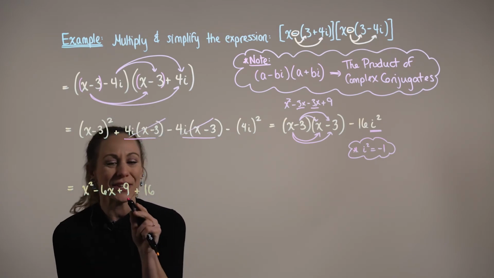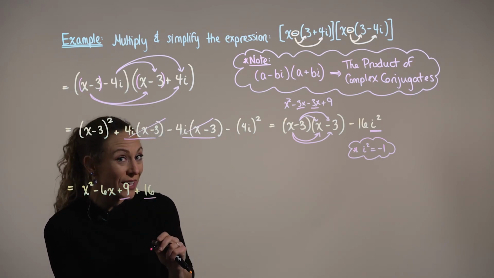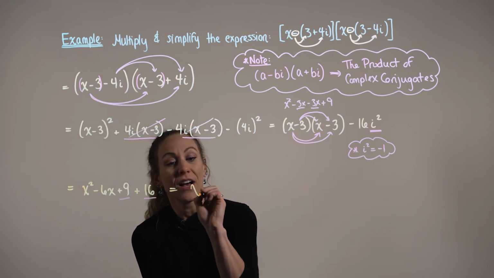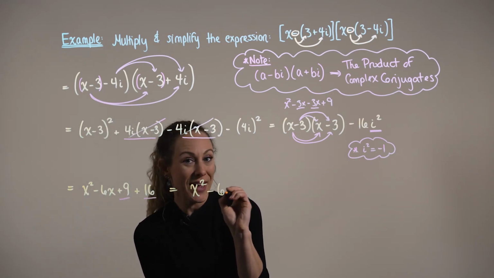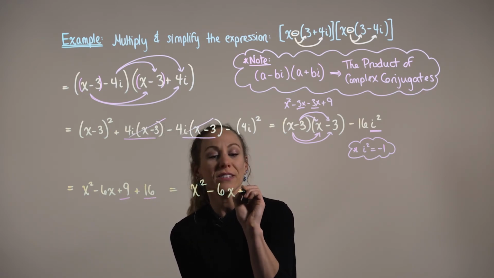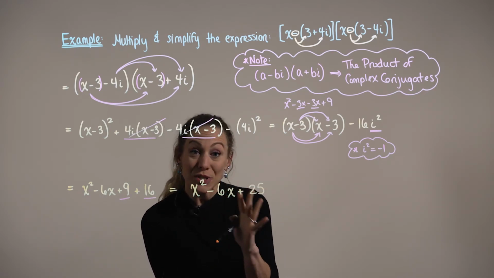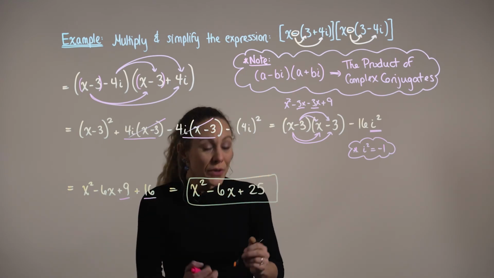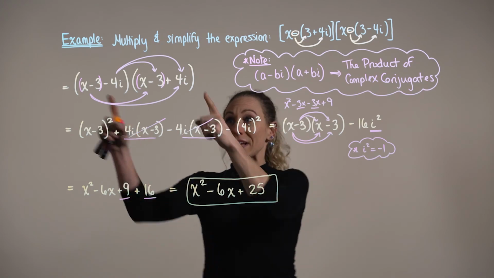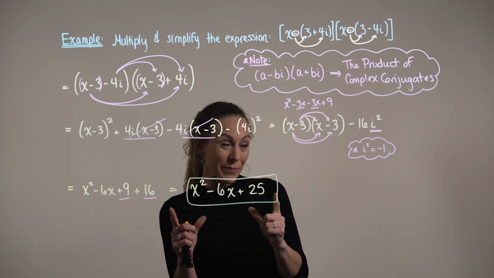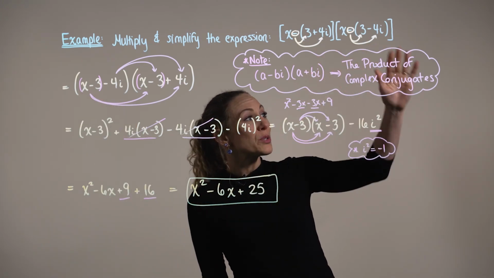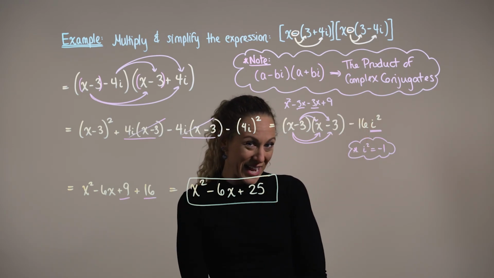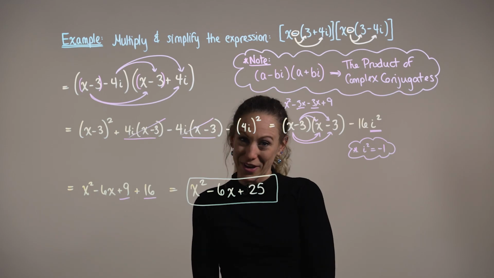And last but certainly not least, we can combine our two like terms here, our constant terms, for a beautiful final answer of x squared minus 6x plus 25, which, as we can see, is a real number. We took the product of two complex numbers and produced a real number, and that's again because we are multiplying the product of complex conjugates, which is also going to come in handy when we start looking at division with complex numbers.